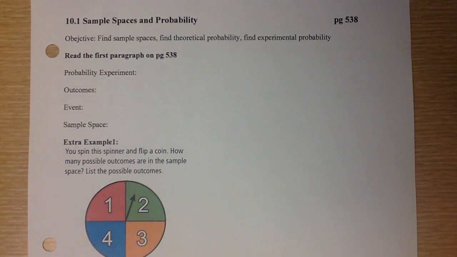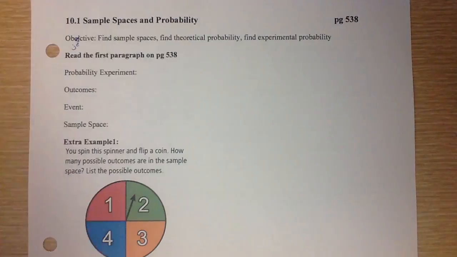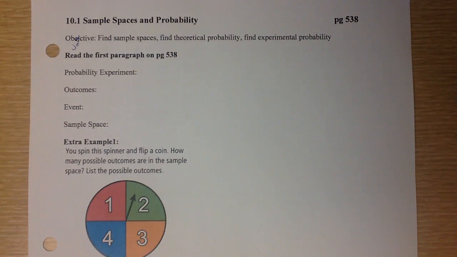Section 10.1, sample spaces and probability. In this chapter, we're talking about probability and some statistics. To do that, we need to start by talking a little bit about vocabulary. The objective for this lesson is to find sample spaces, find theoretical probability, and find experimental probability. First things first, we need to do a little bit of vocabulary.